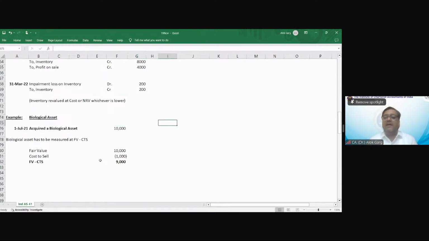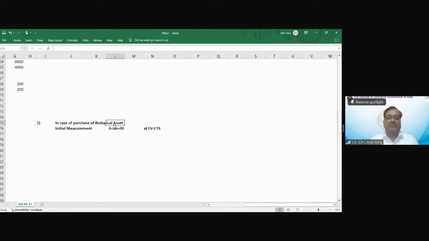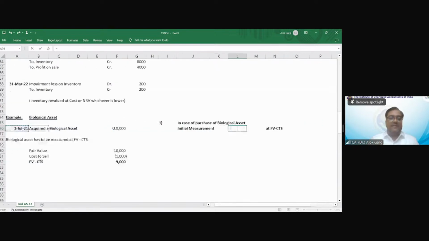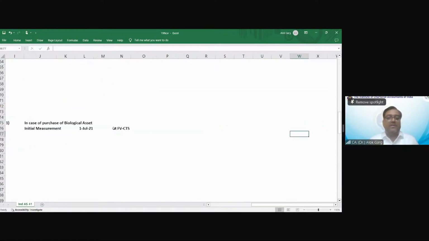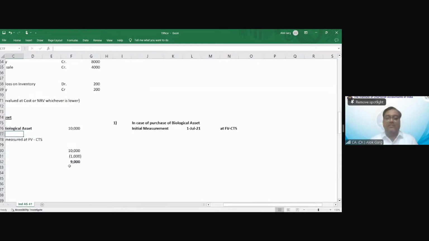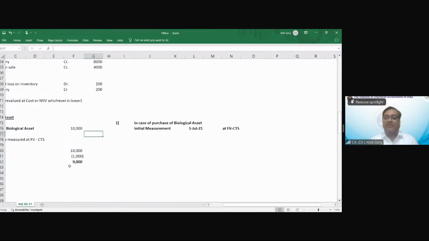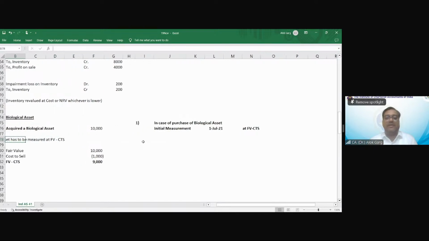So now I'm giving you the accounting entries. What are the accounting entries? So friends, in case of purchase of a biological asset, like in this example, this biological asset was purchased on 1st July 2021. On which date has it been purchased? 1st July 21. So this biological asset at the time of initial measurement has to be measured at fair value less cost to sell. So what is the accounting entry? Tell me quickly the accounting entry. What accounting entry do I pass for the initial measurement of this biological asset?